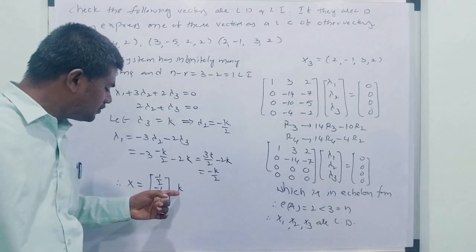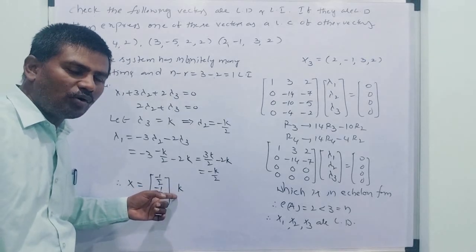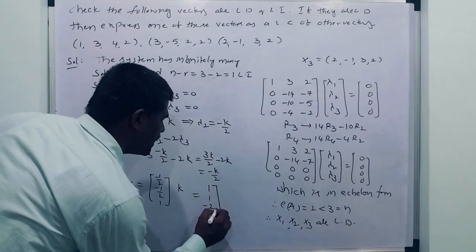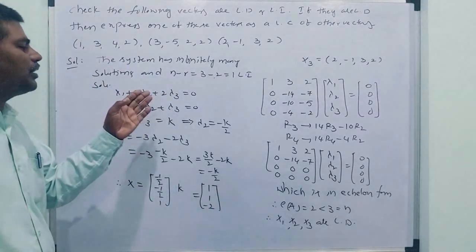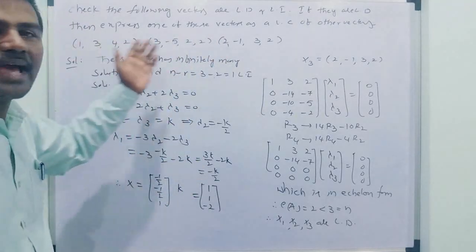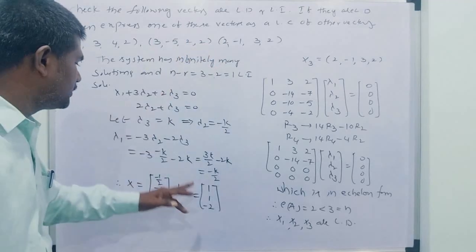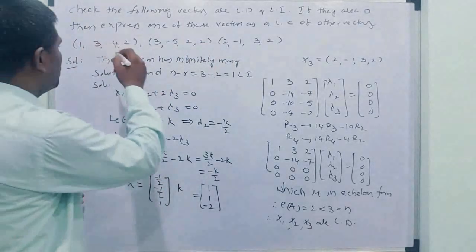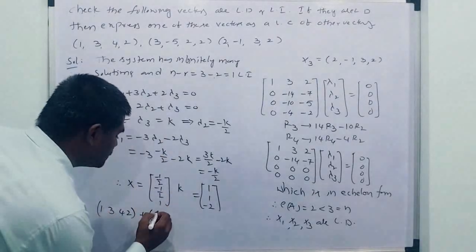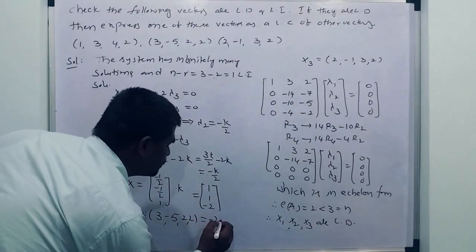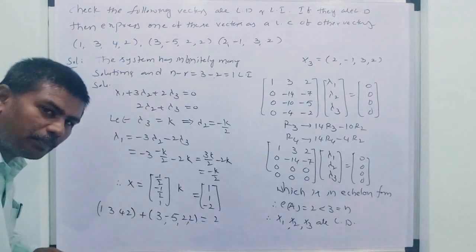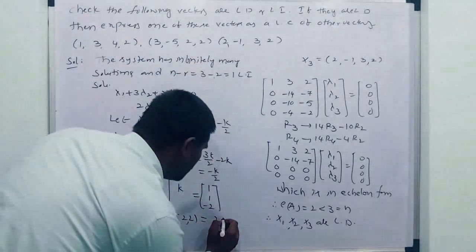Now I am taking minus 2 as the value of k. Then this becomes 1, 1, minus 2. These are the values of lambda 1, lambda 2, lambda 3. Then you can express one of these vectors as a linear combination of the others. That means lambda 1 into this: 1, 3, 4, 2 plus 3 minus 5 is equal to minus 2. Minus 2 goes to the other side, which becomes plus 2 into 2, minus 1, 3, 2.